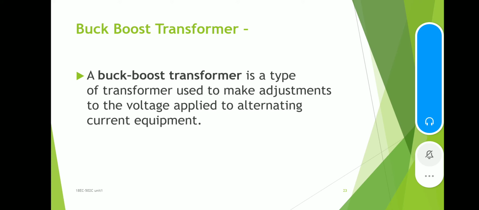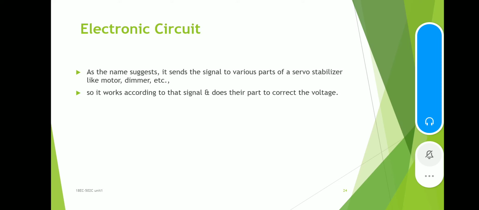It always monitors the output voltage and gives feedback to the servo motor whether to run clockwise or anti-clockwise. Based on that, the windings in the auto transformer will be changed. That means the primary voltage of the servo stabilizer is mirrored, so the secondary of the buck boost transformer also varies. With that, the output voltage also varies. This is the electronic power control circuit.